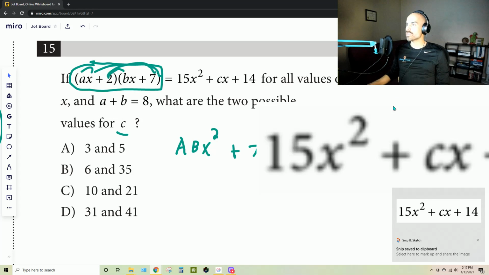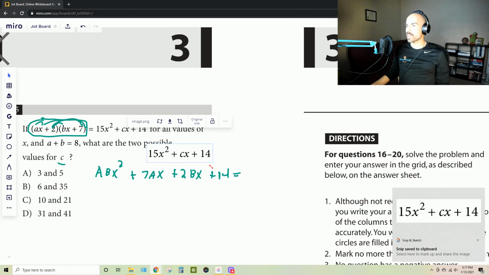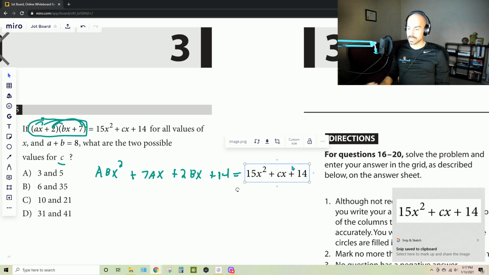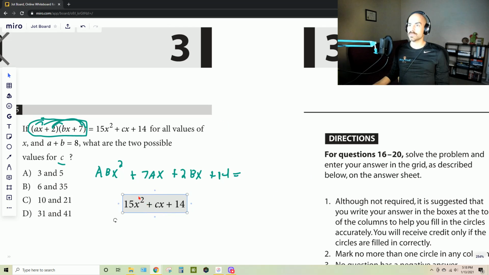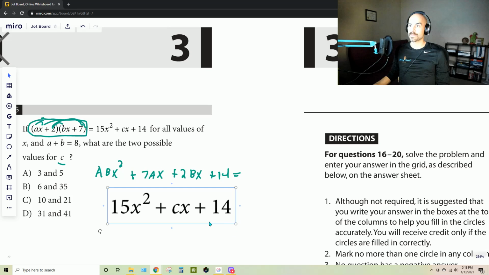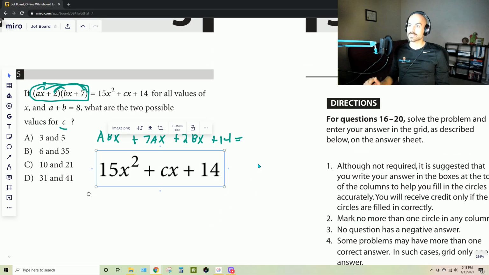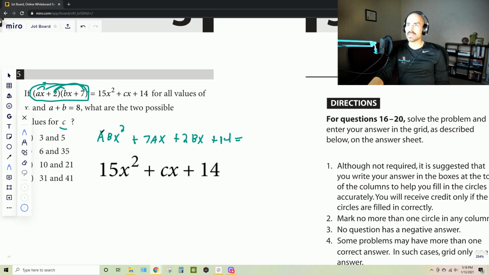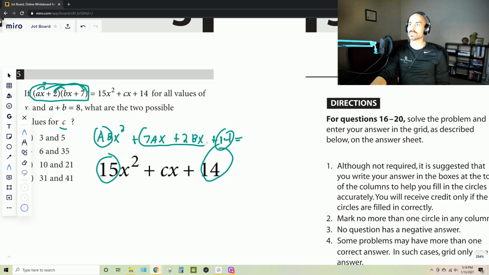Hacker skills, kicking in with hacker skills. All right, let me compare it top to bottom here. I see that ab is matching up with 15, 14 is matching up with 14, and 7ax plus 2bx is giving us cx here. I'll keep that separate just to make our lives a little simpler.